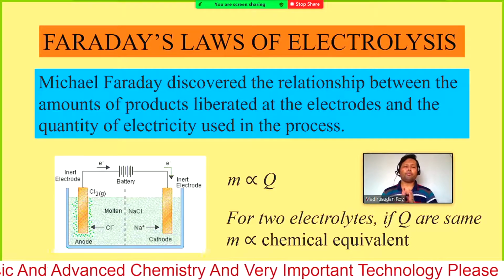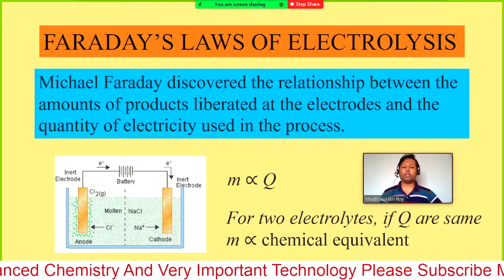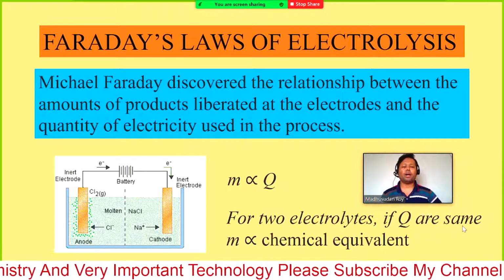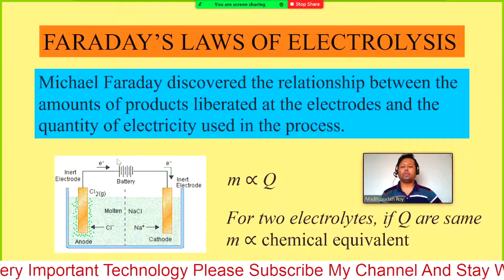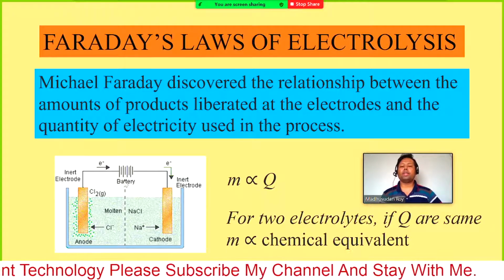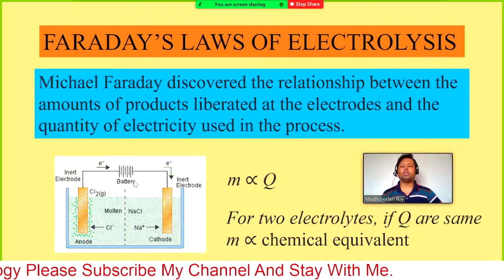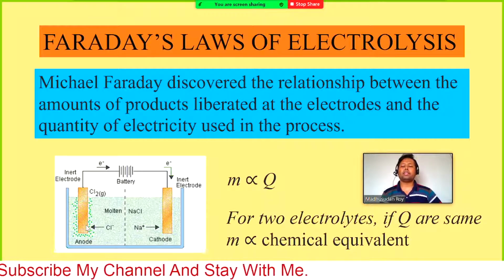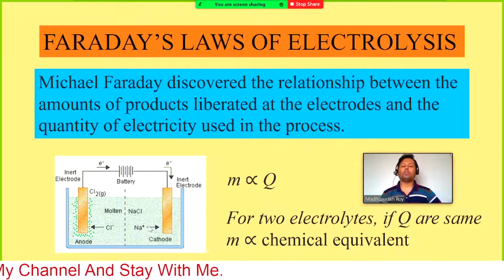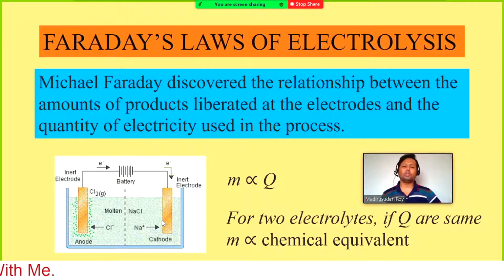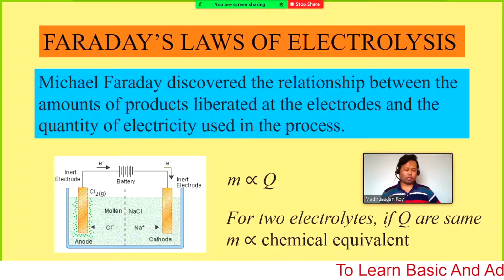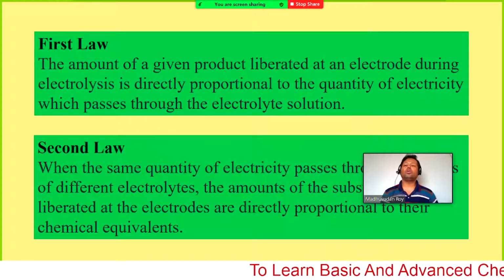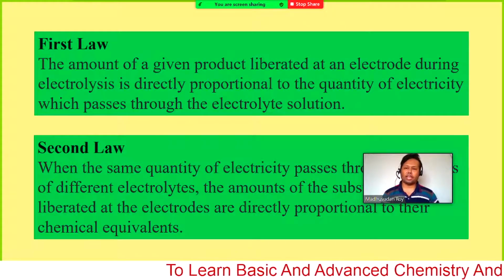So for two electrolytes, if Q is the same, that means if you supply the same amount of electricity from the source through the electrolyte, then the amount of substance deposited or liberated at the electrode will be related to the chemical equivalent. Okay, now let's see what the first law and second law say.